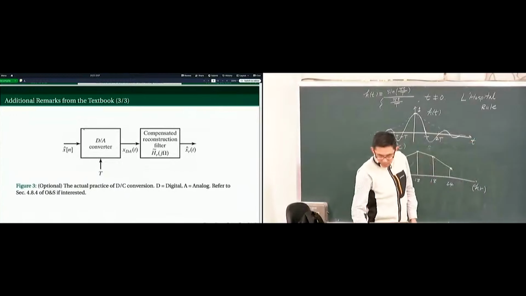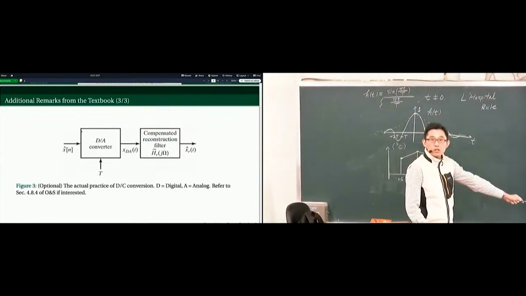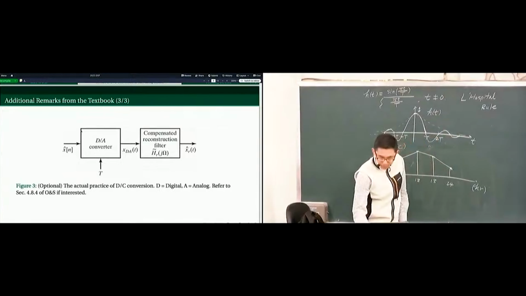So that being said, that's the end. If you are interested, check the textbook section 4.8.4. That's over there.